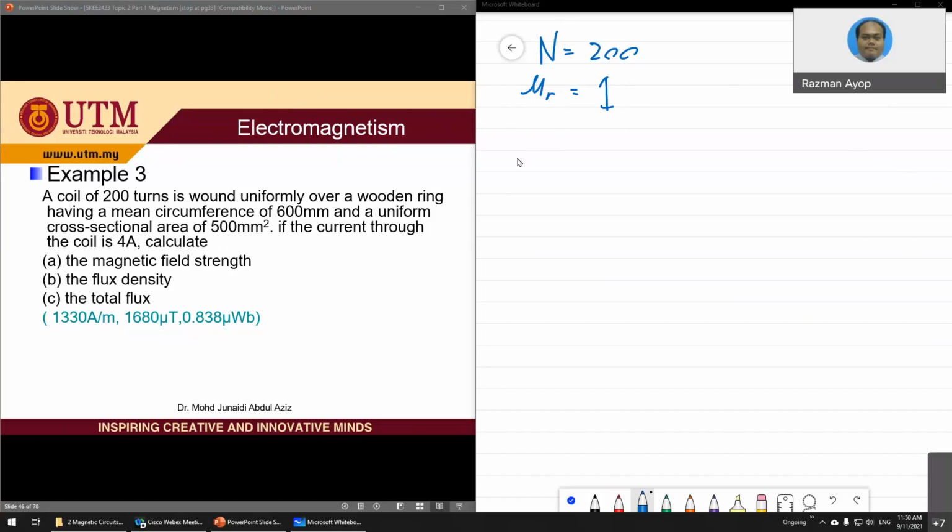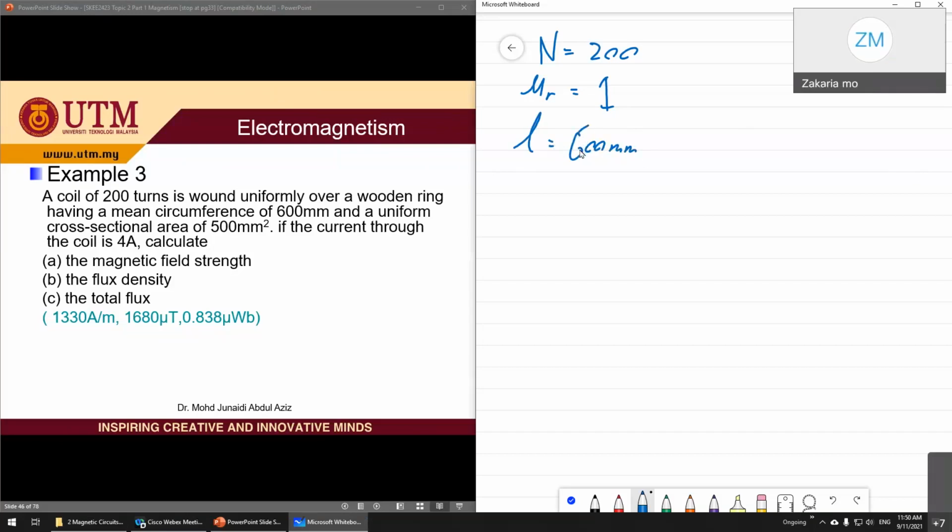Okay, another way to look at it, you have to look at the unit. You can see there is no square, right? If there is no square, it means that it's L. So 600, and if there is no square, it will be L, right? If it is square, it is area. And remember, you have to use SI unit. So 600 millimeter, you have to divide by 1000 because milli is 1000. So 0.6 meter.